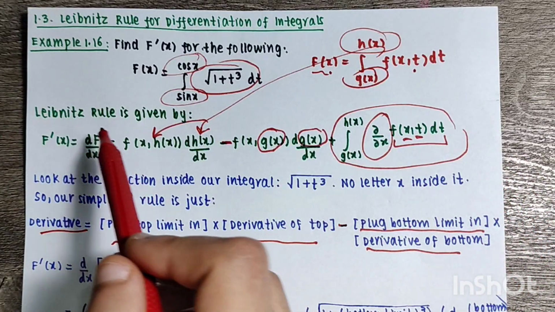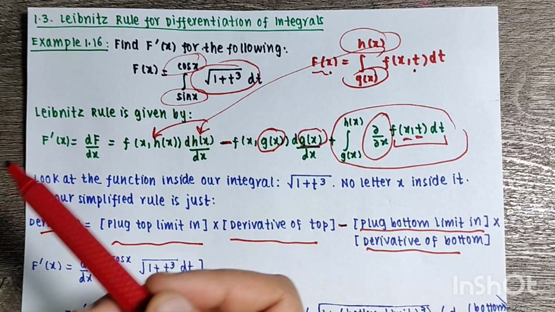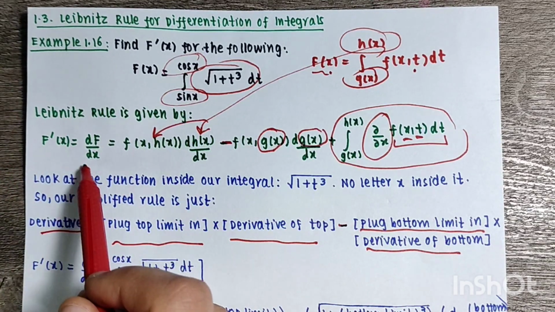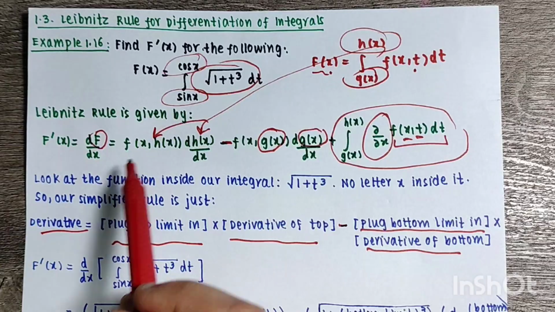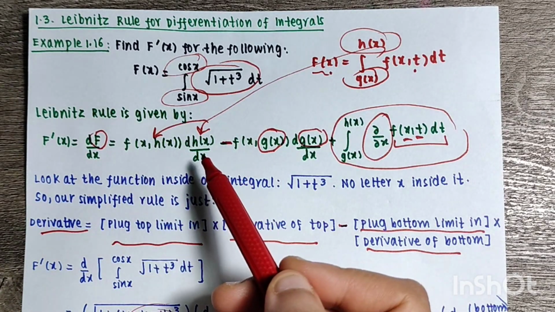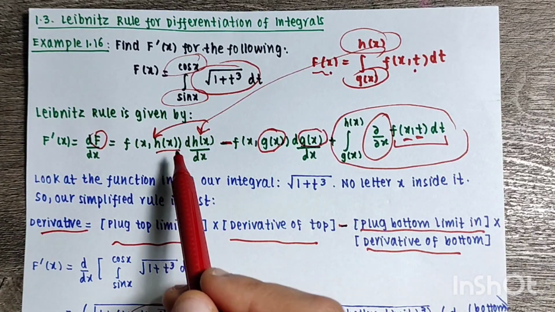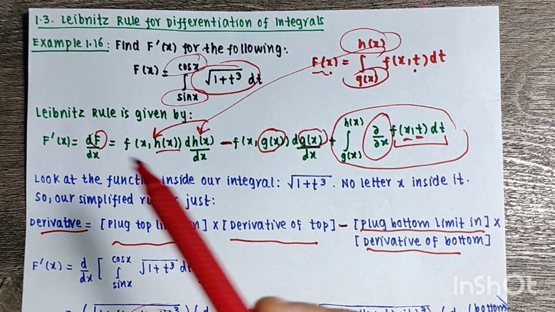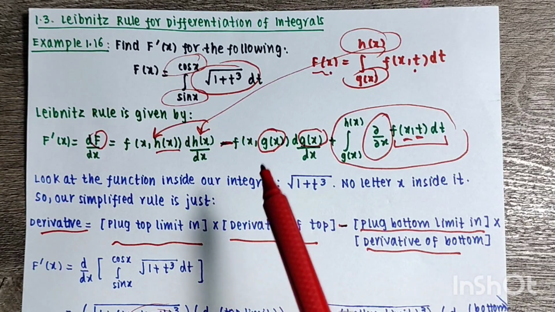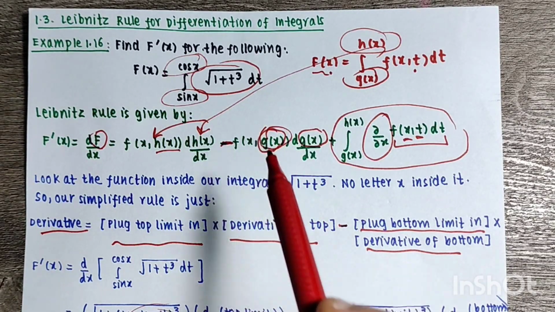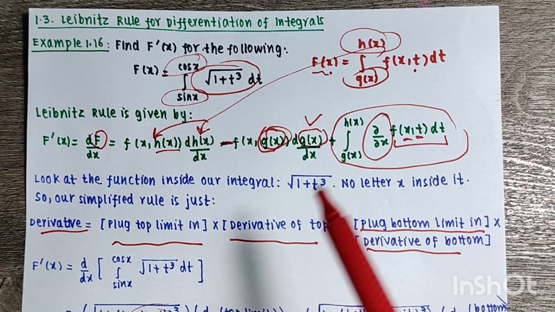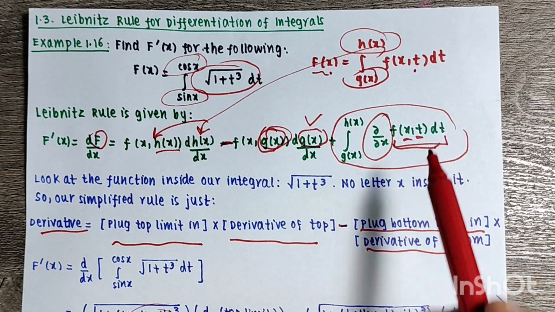So to do that, we have the Leibniz rule, and to take the derivative of a function, which is written as f prime of x, which is d by dx of that function, which is equal to f of x comma h of x into d by dx of h of x. That is, plug the top limit in and then multiply it by the derivative of that top limit. Similarly, subtract by doing the same for the bottom limit. Plug the bottom limit into the inside function and then multiply by the derivative of that bottom limit, and then add the integral of the derivative of the inside function with respect to x.